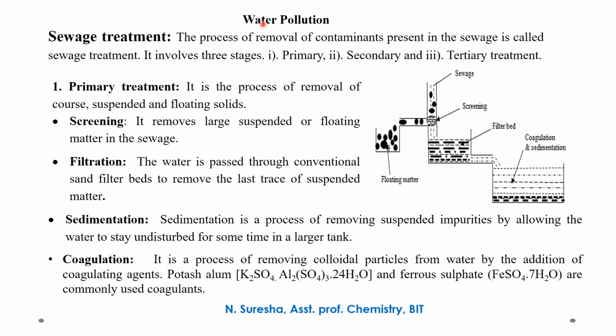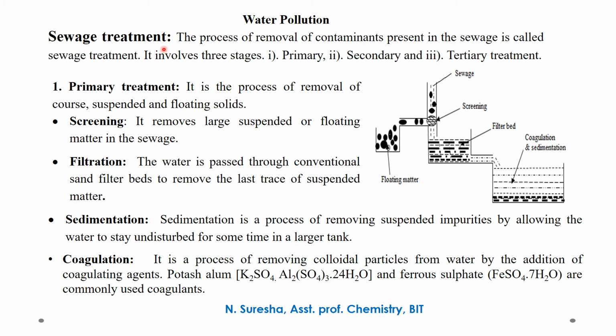So this is about domestic sewage and industrial sewage. See, the waste from domestics or industries, industrial waste and domestic waste, before dumping into nature, we have to remove the impurities present in both domestic and industrial sewage. To do this, the sewage treatment process will be done. We have to carry out the sewage treatment.